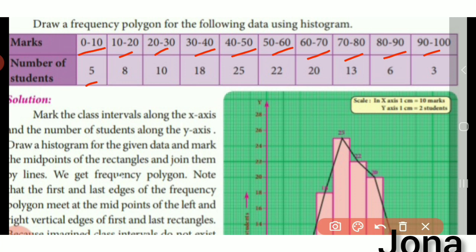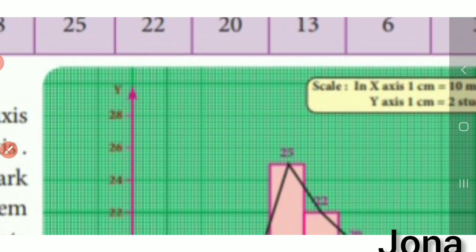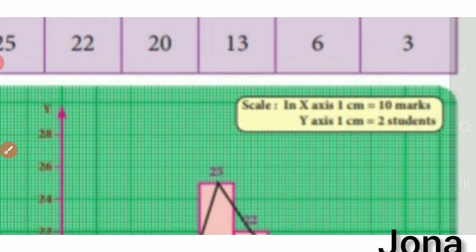Now look at these class intervals: 0 to 10, 10 to 20, 20 to 30. So the interval is 10 only, so I can take on the x-axis 1 centimeter equal to 10. First thing, you have to write the scale and axis. So on the x-axis, 1 centimeter equals 10 marks.